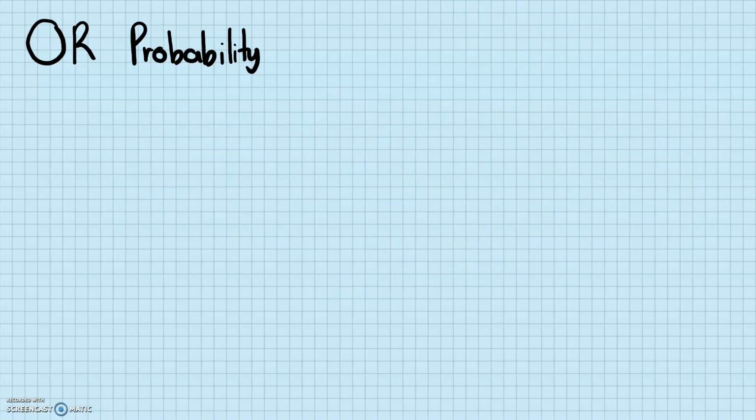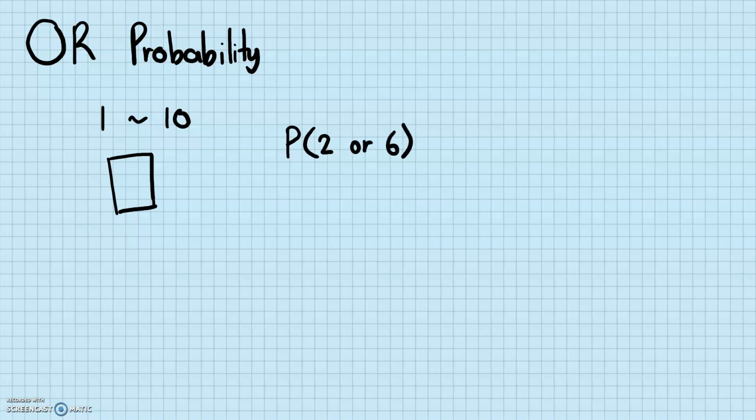Let's say that you are picking a number from 1 through 10, and there's a deck of cards with a number on each. There are 10 cards, and you are picking a number at random. What is the probability of picking a 2 or a 6? Is it possible for you to pick both a 2 and a 6 at the same time? When you're drawing only one card, that card can either be a 2 or a 6. It can't be both. So this is another mutually exclusive example.